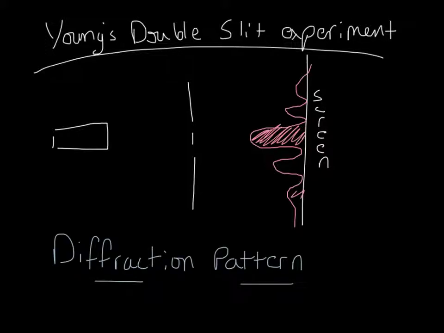A diffraction pattern is something that a wave does. But Young was shooting particles. He wasn't shooting waves. So this led to the idea that light is both a wave and a particle.